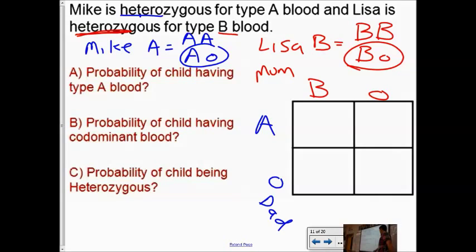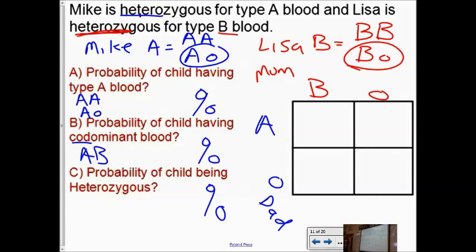The first question, and all these are looking for percentages. When I say probability, the first question says, what's the probability of having a child with type A blood? Remember, type A could be like this, or it could be like this. The second question is, what's the probability of having a child with codominant blood? Well, you already know what type that's going to be. What's the only type that's codominant? AB. AB. And then the third question, these aren't the answers, these are just hints.